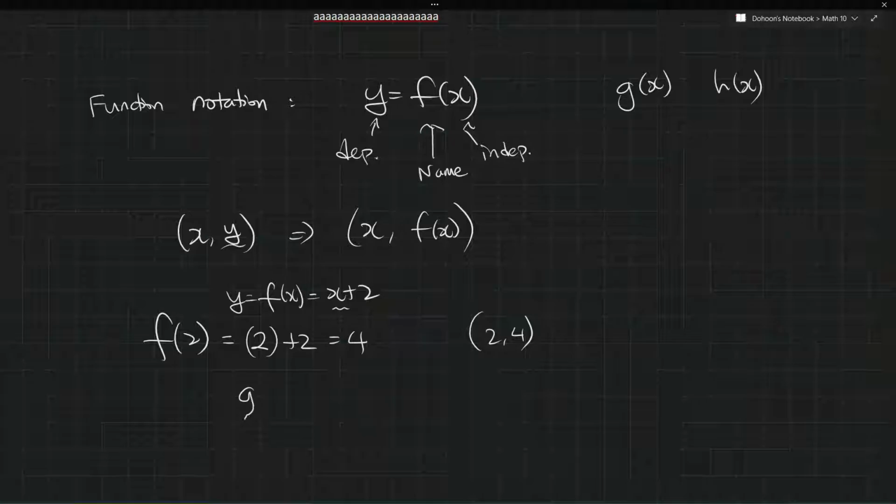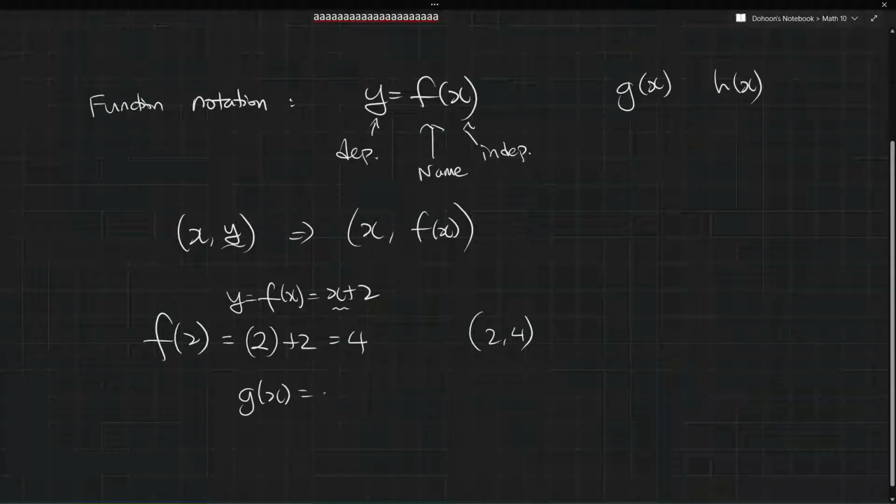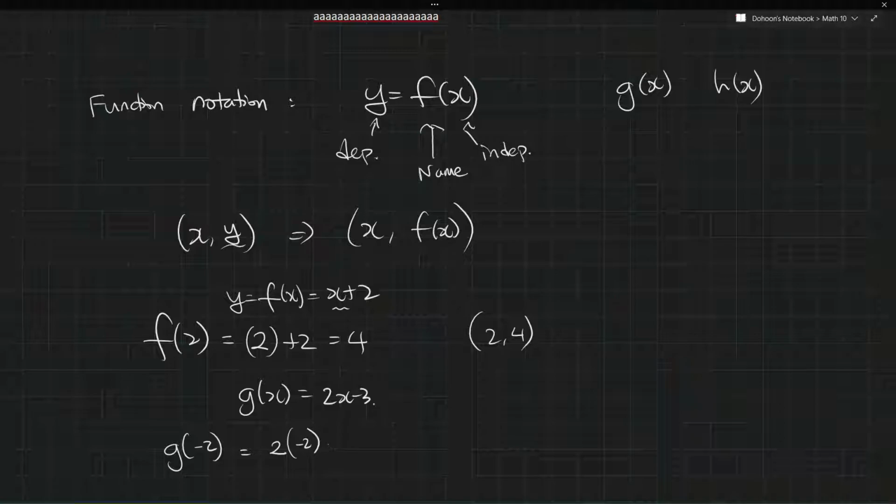Let's use another example. Let's say g of x is 2x minus 3. Then we can try to do something like g of negative 2. So then we can do 2 times negative 2 minus 3, which is negative 7. So again, we can put the ordered pair of negative 2 and negative 7.